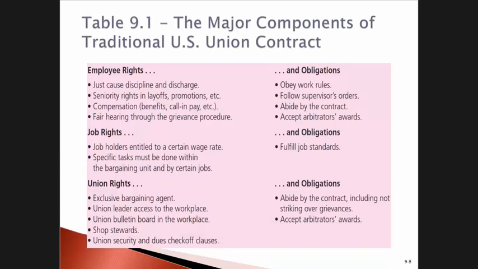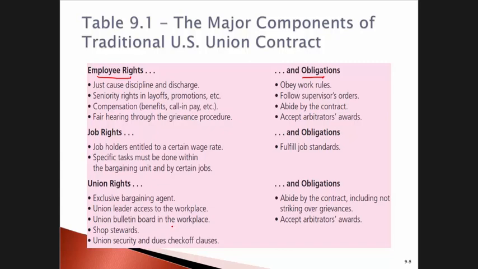U.S. union contracts will include both rights and obligations. So you can see here employees' rights, but also employees' obligations, and similarly for jobs and unions. Employees have the right for just cause discipline and discharge. They have seniority rights for layoffs, promotions, and the like. Employees have the right to certain compensations, benefits, call-in pay, wage increases, and so on, and fair hearing through the grievance procedure. But employees also have obligations.